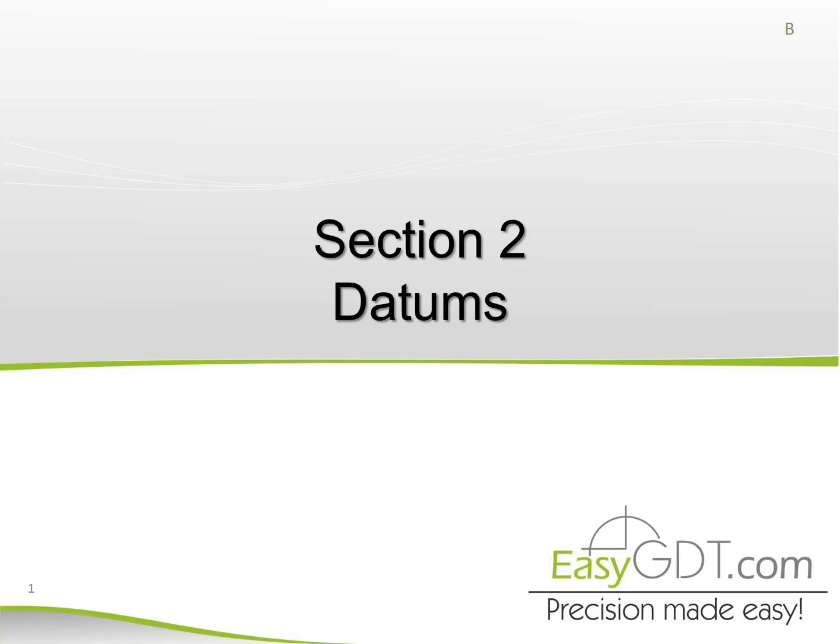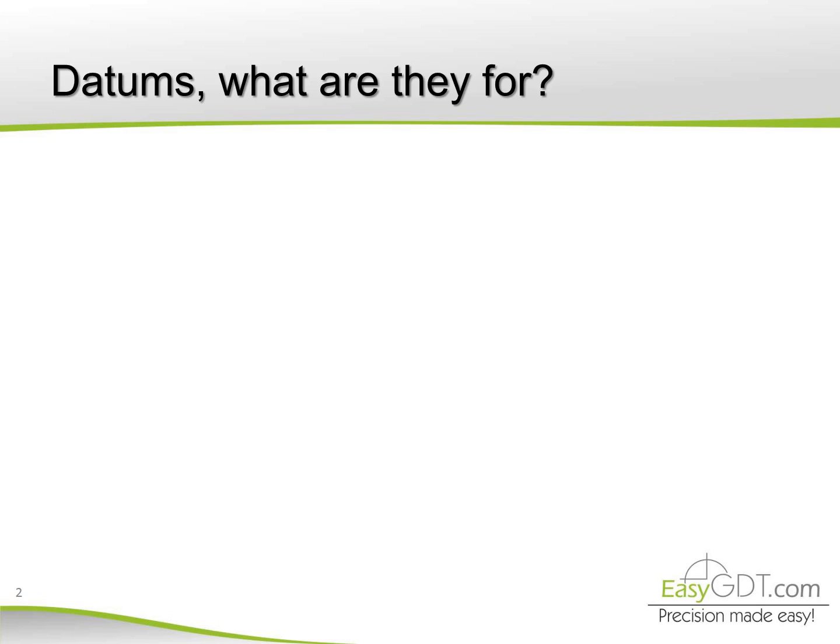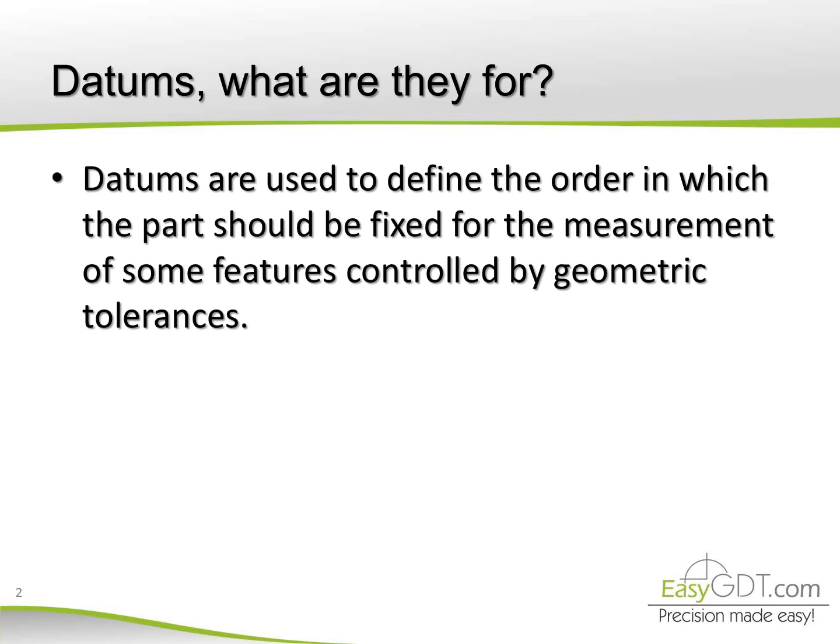In this section, we'll talk about a very important part of GD&T, datums, which are very useful to fix the part to be measured in a predefined manner. Datums. What are they for? Datums are used to define the order in which the part should be fixed for the measurement of some features controlled by geometric tolerances.